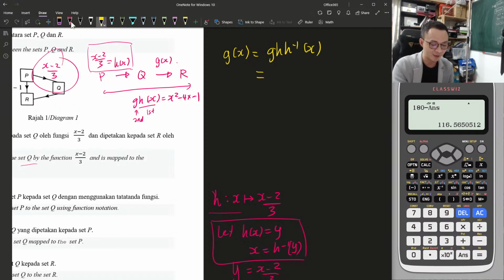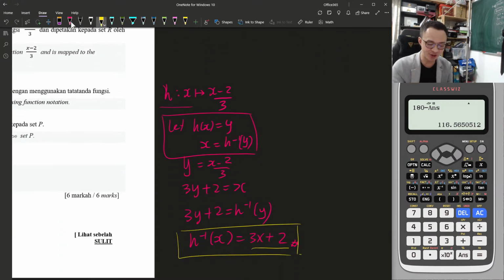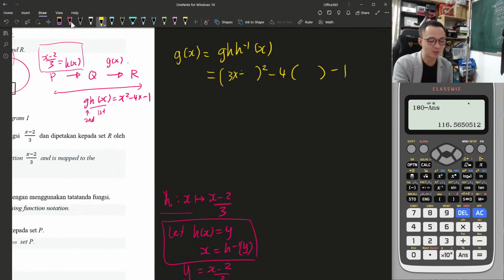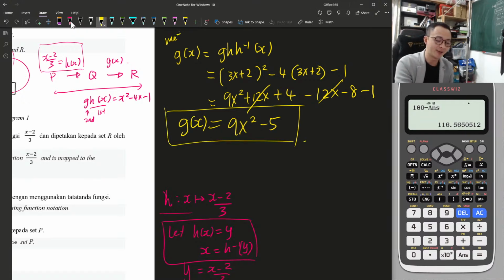So I have g(x). My g(x) is x squared minus 4x minus 1. You realize for all my x, I will put a bracket, because now my x becomes my h(x), which is 3x plus 2. So this one will become 3x plus 2, and this one will become 3x plus 2. Then I will just expand it. This is 9x squared plus 12x plus 4, minus 12x minus 8, minus 1. The 12x and 12x simplify, so this will be 9x squared minus 5. So this will be my g(x). Done. Okay, this is method number one.